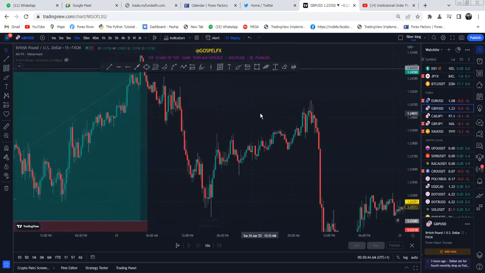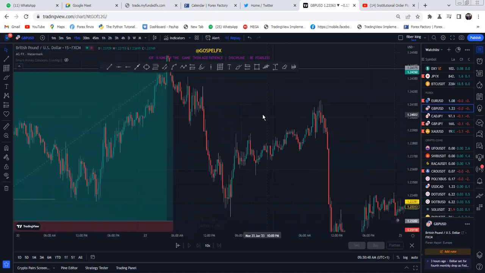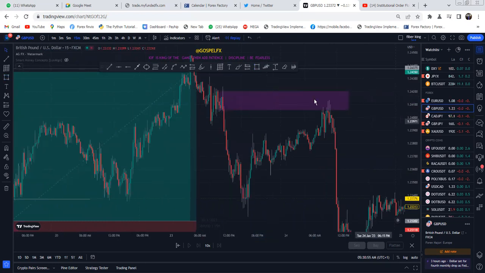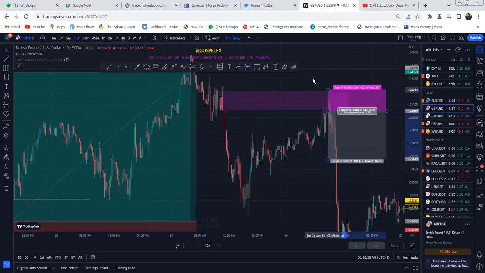And once you've marked that correctly, that's all that you need, all right? Even if you're not trading fair value gaps, once you mark out your order block, what you have to do next is just to go down to a smaller time frame to look for confirmation.